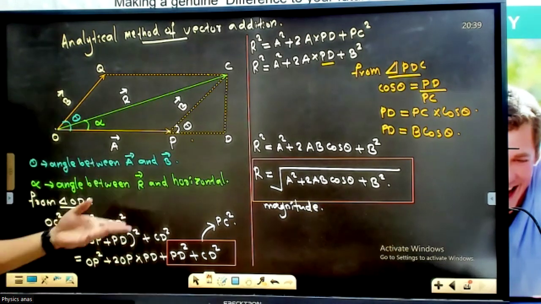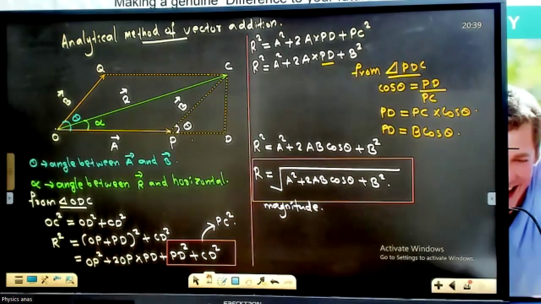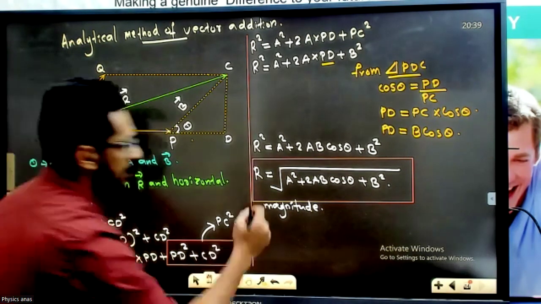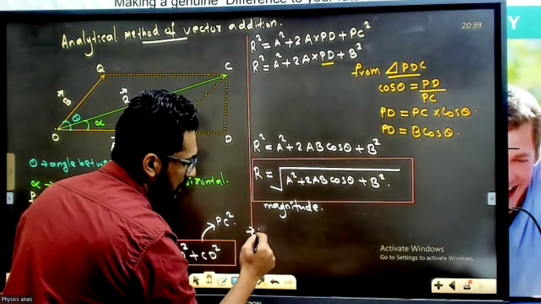Can I move to the next page? Is this complete? I will show you direction here.